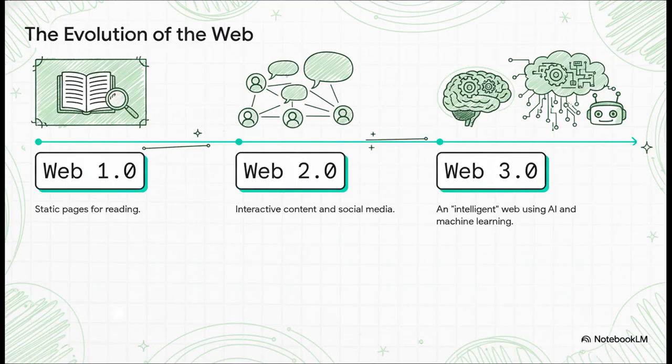And of course, the books in our library have changed a lot. We started with what we now call Web 1.0. Think of it as a read-only internet, just static pages. Then came Web 2.0, and that's when things got interactive. This is the social media era where we started creating the content. And now we're stepping into Web 3.0. This is supposed to be an intelligent web, using AI and machine learning to understand what you mean, not just what you type. And it's also about this idea of decentralization, giving you more control over your own data.